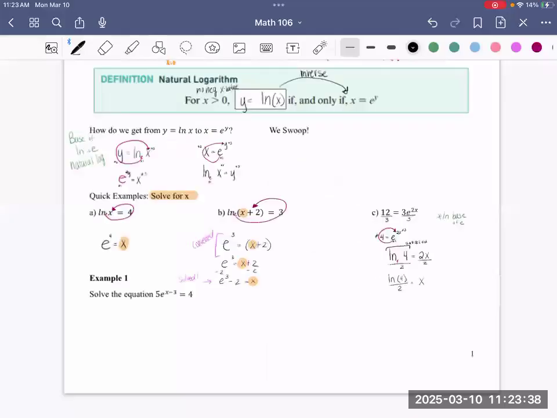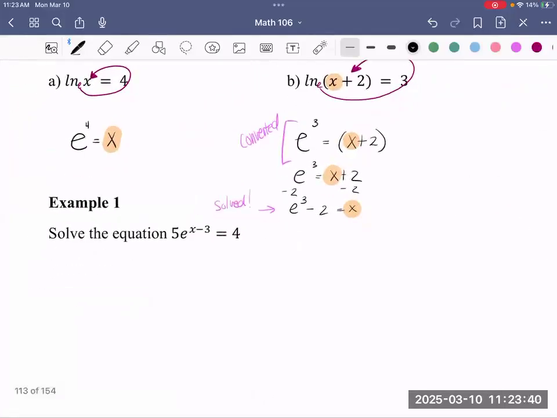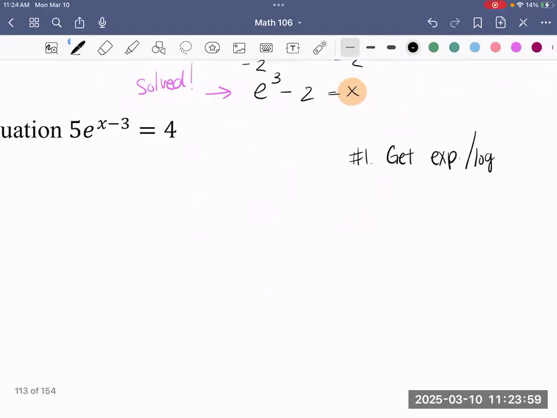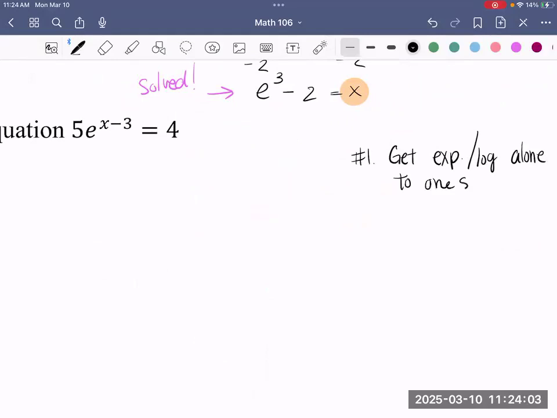So now let's move on to example 1, right? We're going to keep stepping it up a degree and maybe come up with a step-by-step process. So in this process, instead of swooping right away, number 1, we have to get the exponential or the logarithm alone to one side. So here we get it alone on one side.